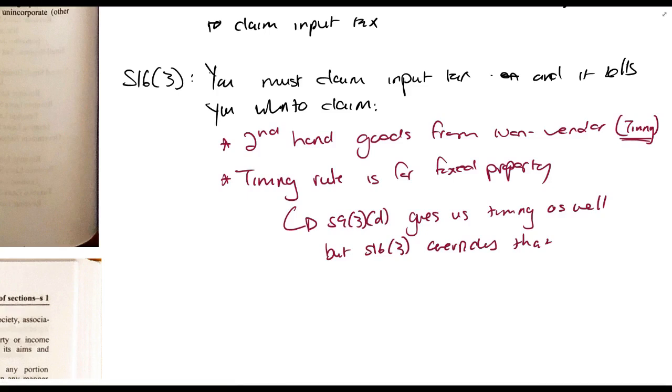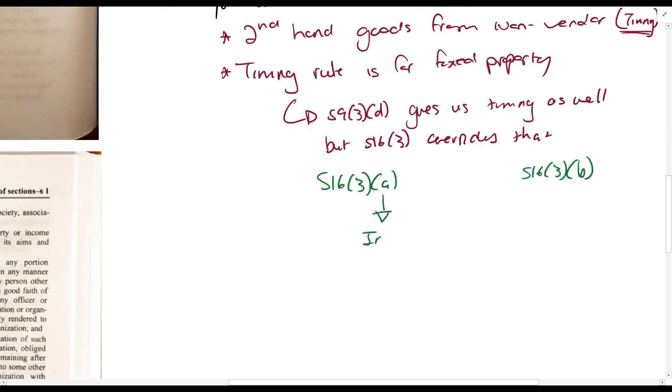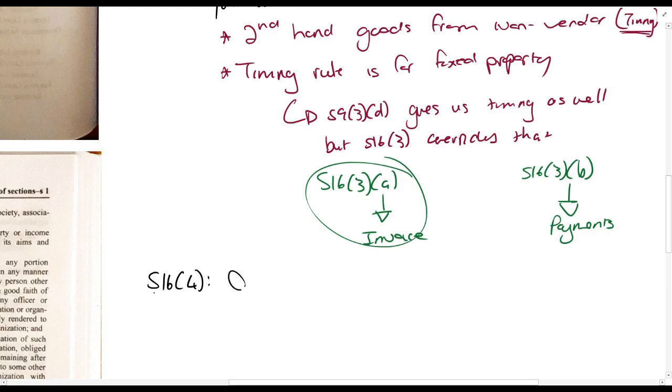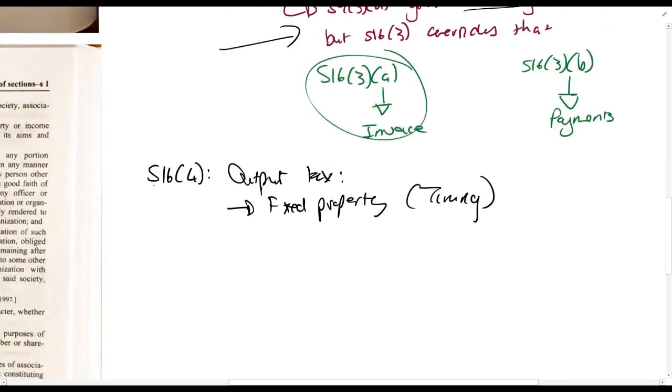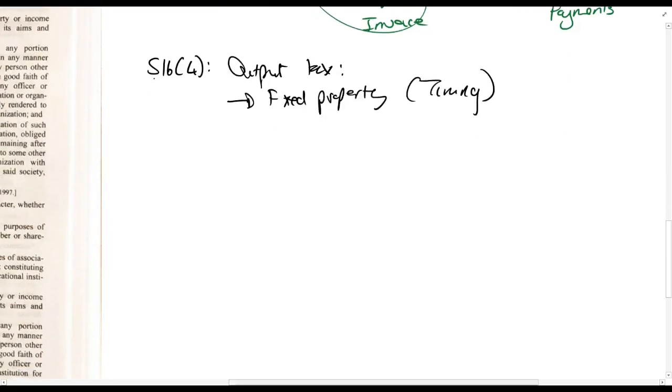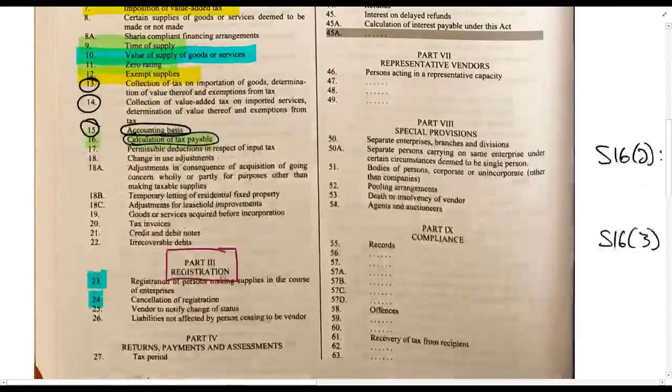Okay guys, so there's a whole bunch of other stuff in there. You'll basically see section 16(3)(a) and section 16(3)(b). There are other sections also, but those two: section 16(3)(a) talks about if you are registered on the invoice basis, and section 16(3)(b) talks about if you are registered on the payments basis. So the most important for us is section 16(3)(a). Right, then section 16(4) is a section that tells you you must calculate output tax. And the most important rule there is the output tax rules on fixed property. Again, it gives you a timing rule, and the same thing applies. Section 9(3)(d) is the actual timing rule, but section 16(4) overrides it.